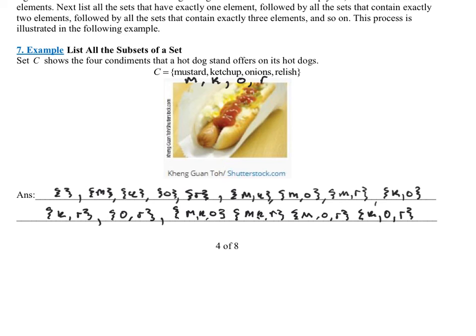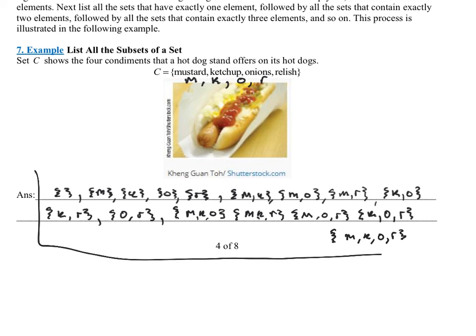What about four toppings? Could we have a set with four toppings? And the answer is yes. In this case, we could. It could be mustard, ketchup, onions, and relish. So there's the answer to the problem. How many different hot dogs, or what are the different types of hot dogs that we can make? I've listed every single possible combination there.